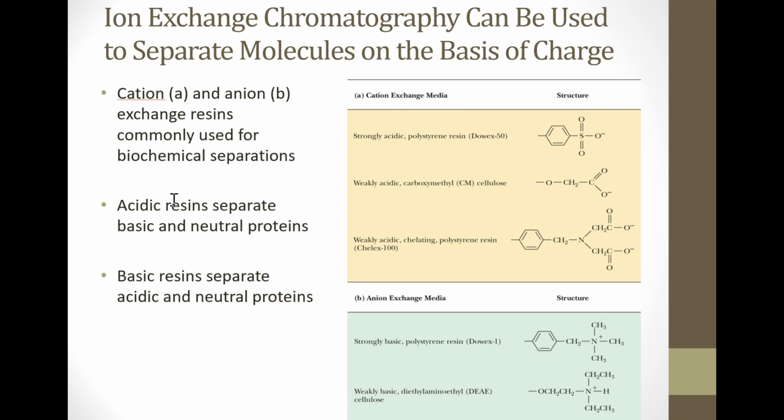So ion exchange chromatography is probably the one, if you take biochemistry lab, you'll jump in and you'll do right out the gate. There's two types of ion exchange chromatography. You could probably guess what they are because there's two types of ions. There's cations and anions, positive and negatively charged.